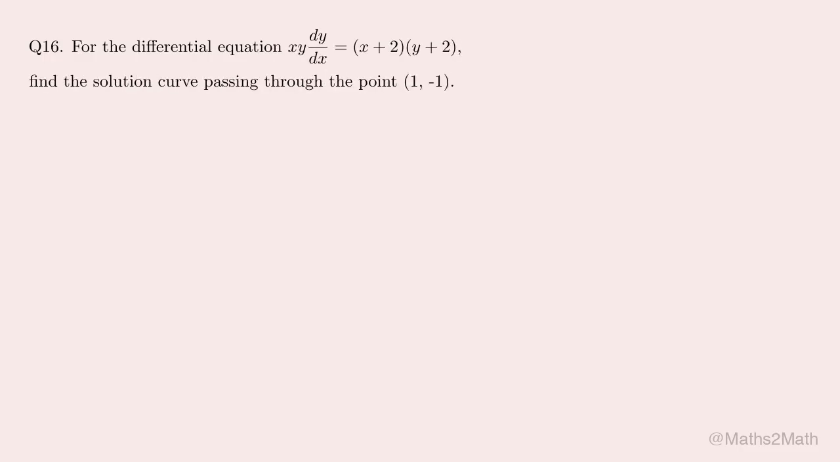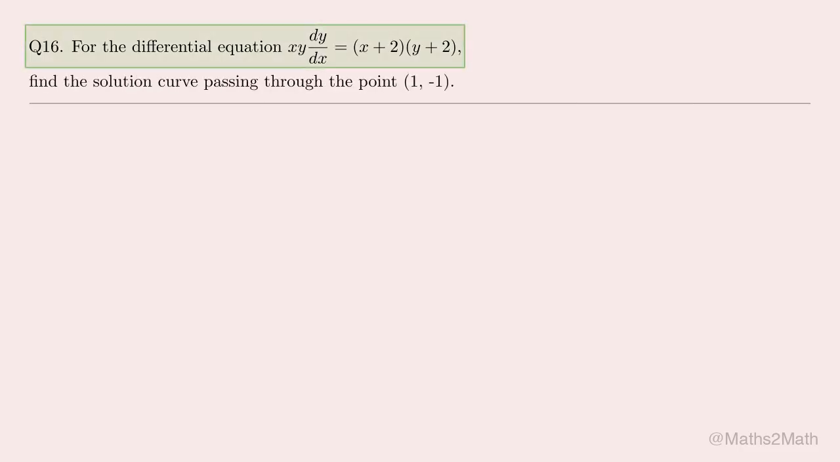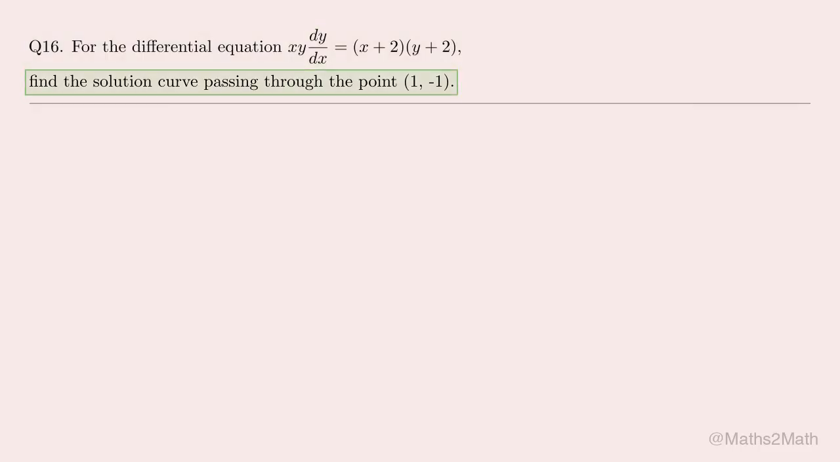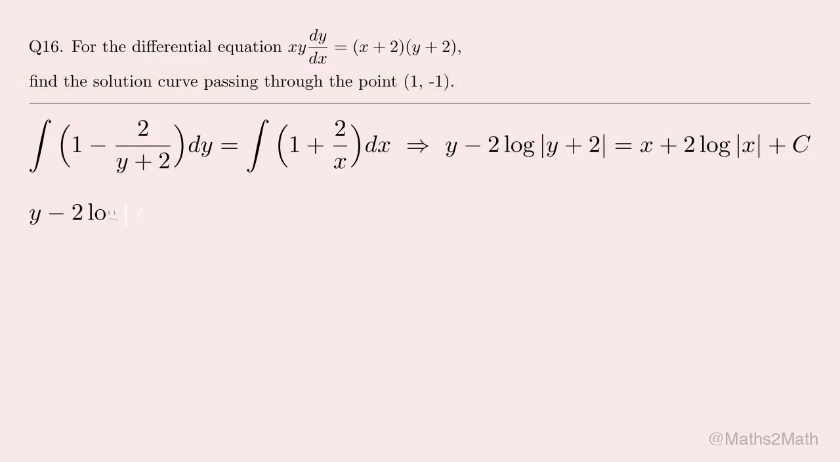Question 16. Separate with a division that leaves constants plus reciprocals. Both integrals produce a linear plus log pair. Separate and integrate. The point 1, minus 1 gives c equal minus 2.